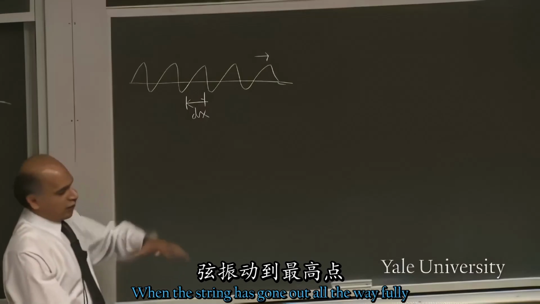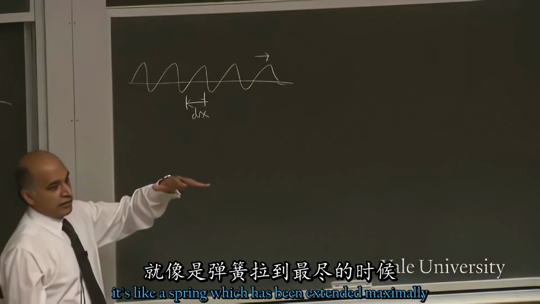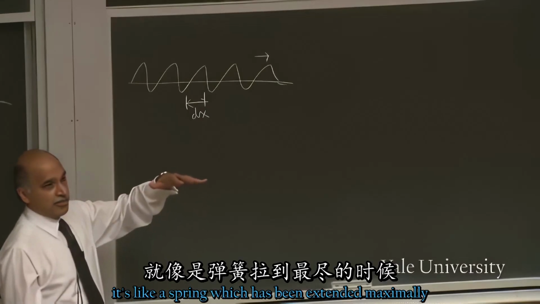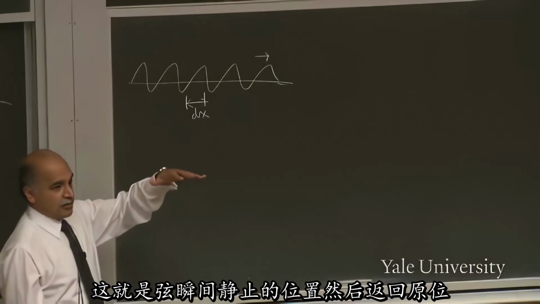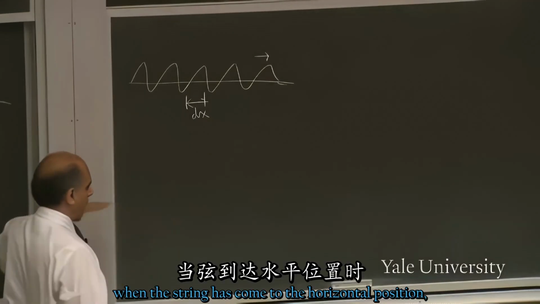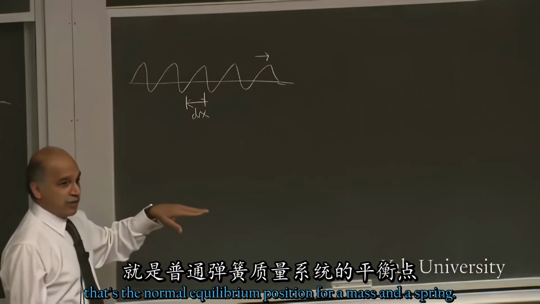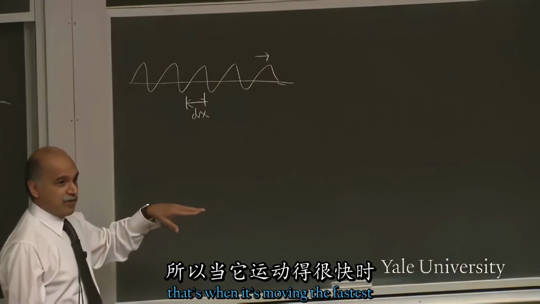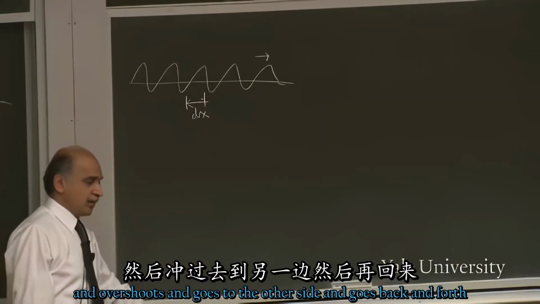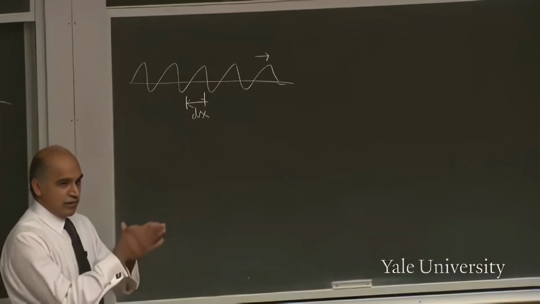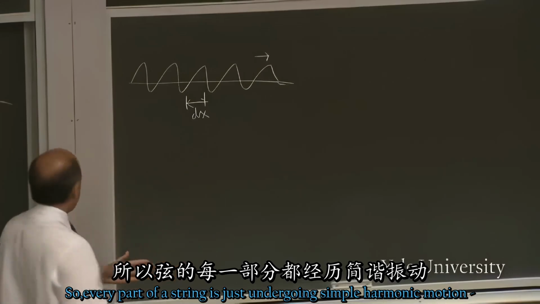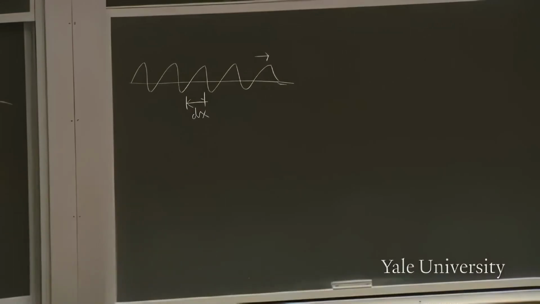When the string has gone out all the way fully, it's like a spring which has been extended maximally. That's when the string stops, turns around, and comes back. When the string has come to the horizontal position, that's the normal equilibrium position for a mass on a spring. That's when it's moving the fastest. Then it overshoots and goes to the other side and goes back and forth. So every part of a string is just undergoing simple harmonic motion. That's pretty obvious from this.